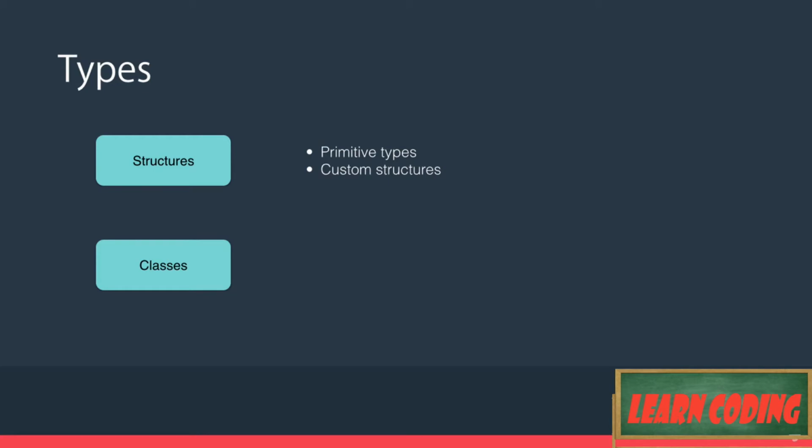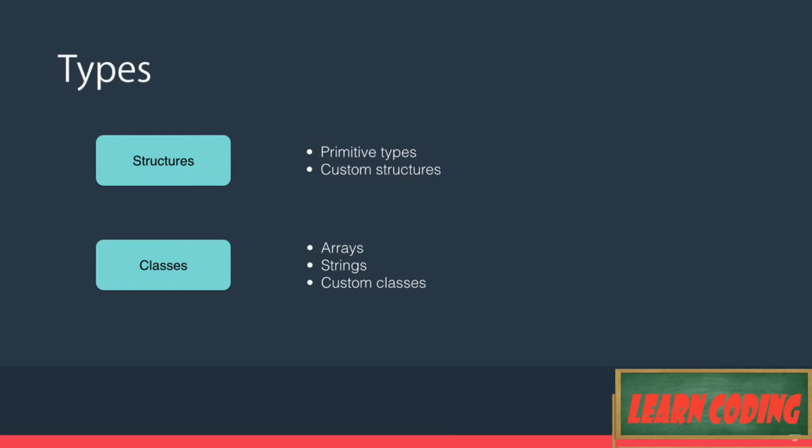Remember I told you use structures for small types like RGB color and point. Well, all primitive types are very small types. They take no more than 8 bytes. That's why they are internally defined as a structure in .NET. Arrays and strings are both classes. We can also create custom classes like person or calculator.